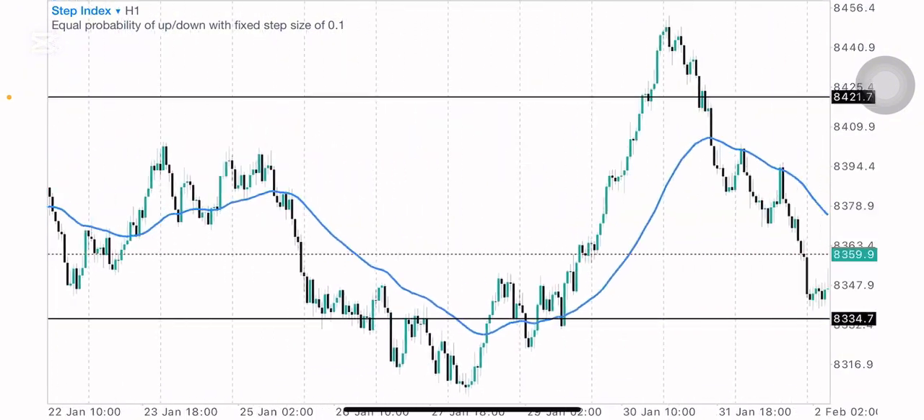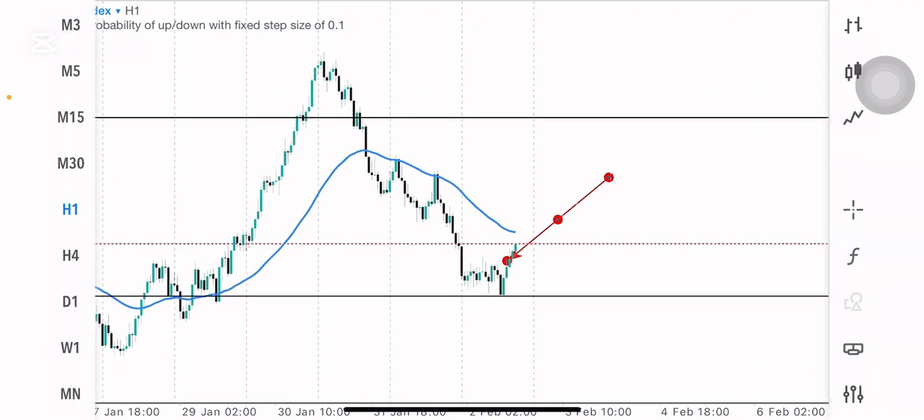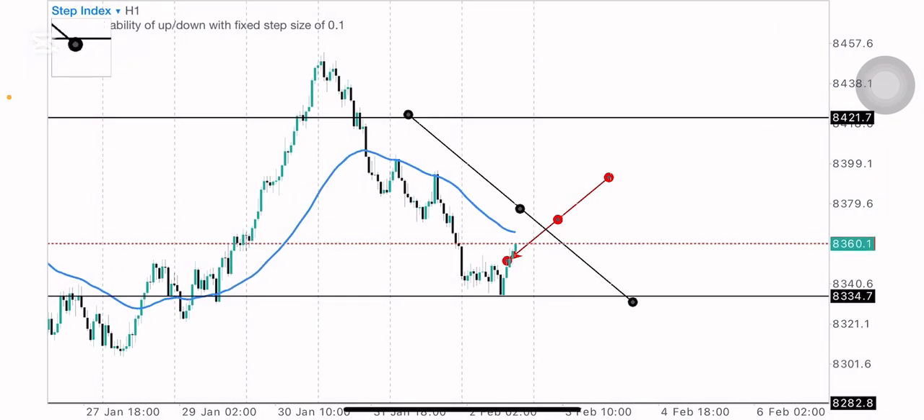I shouldn't mark anything again. Let's just have it like this. So let me use my trend line. You can see here.